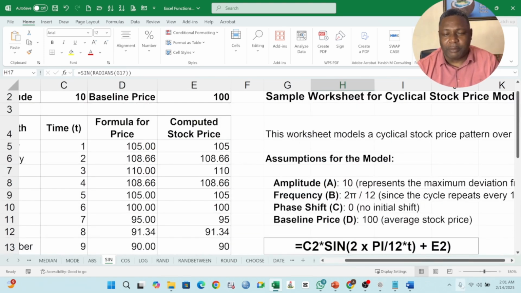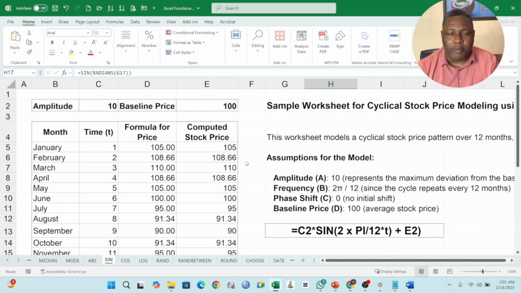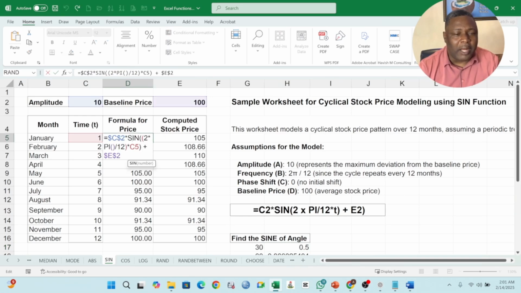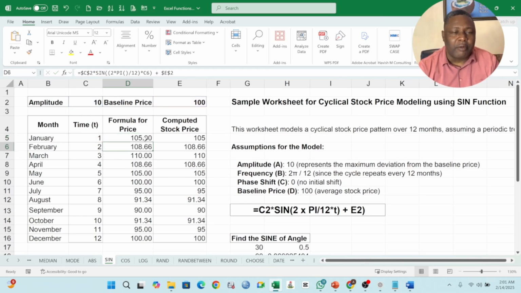Then the example here talks about a finance computed stock price method. Maybe if you're familiar with this, all I've done is use the sine to calculate, multiply by pi divided by the number of months, and then multiply by the computed value, the time, and of course the baseline. So the formula picks the amplitude, which is this value, and then the baseline price. The phase shift is always 0 in this finance calculation. Then the baseline, which is 100.